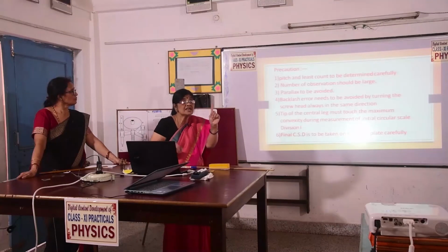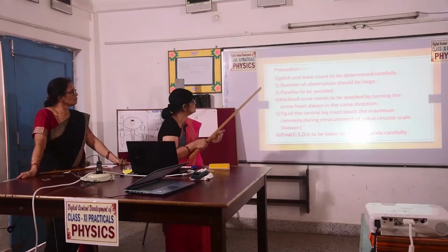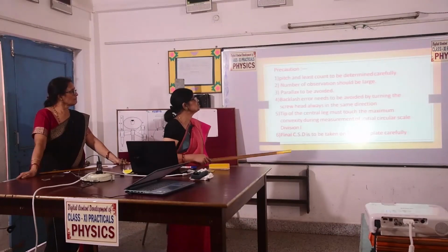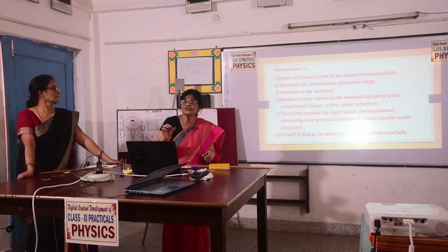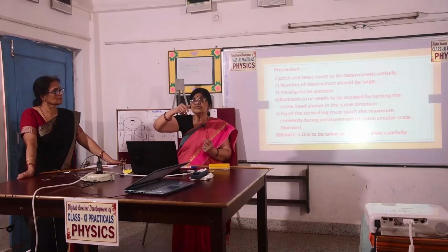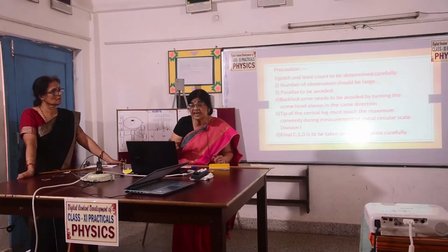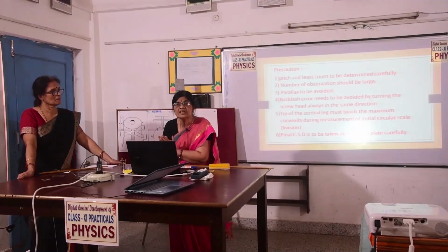What is the parallax? It concerns the initial when we are recording, when it is coinciding with the line of the scale, the edge of the linear scale. Backlash error needs to be avoided by turning the screw head in the same direction. What is the backlash error? We told you while determining pitch that the zero was coinciding with the zero line and it was given 10 upward rotations. Now, if it does not cover 10 divisions in 10 complete rotations, then there is a backlash.